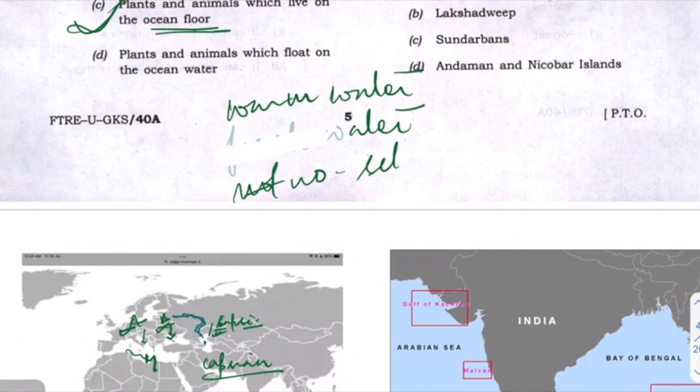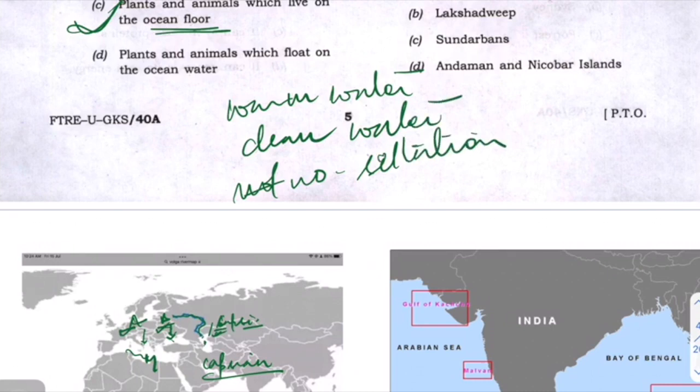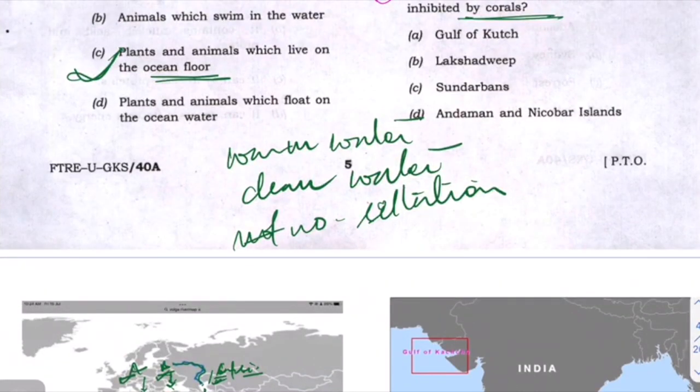I think I should not write it: fresh water, clean water, right? No siltation. If all these phenomena are fulfilled, then only you will find corals. So Gulf of Kutch is there. The water is warm, the water is clean there, no siltation. Lakshadweep is a coral reef actually, so you will find all the corals there.